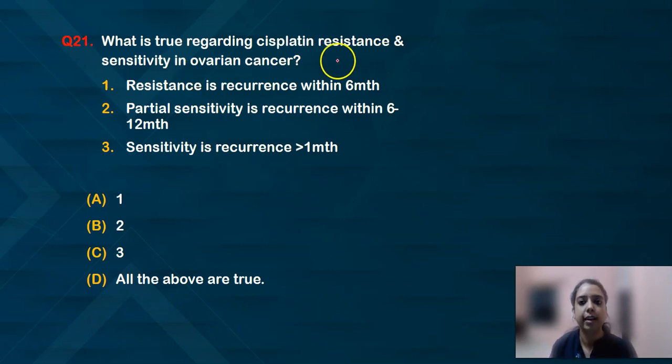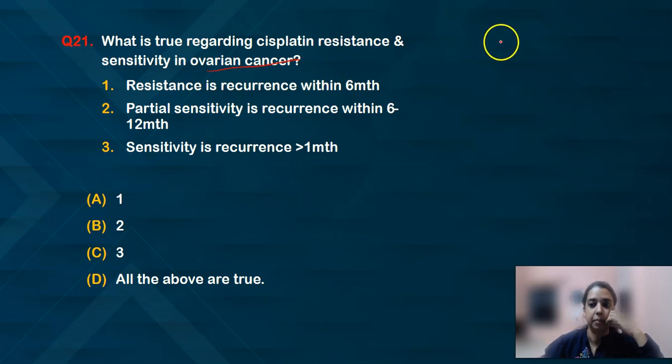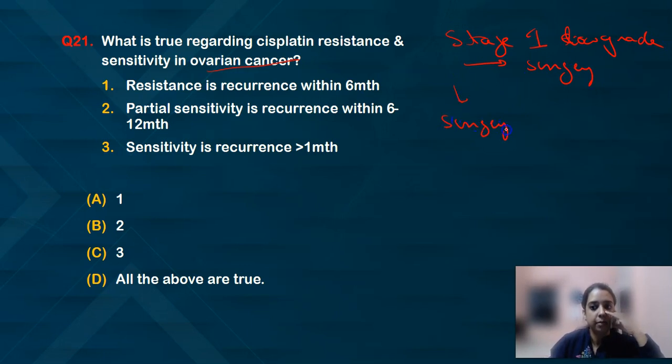Now, what is true regarding cisplatin resistance and sensitivity? A very tough question. I just don't understand why they asked that from an undergraduate. Anyways, now they have asked, so we should know about it. So, basically, in ovarian cancer, we have to use chemotherapy. Except for stage 1 early cancers, which are low grade stage 1 cancer, you just do surgery and no chemo is needed. In the rest, after surgery, chemo has to be given. Okay, 6 cycles of chemo.